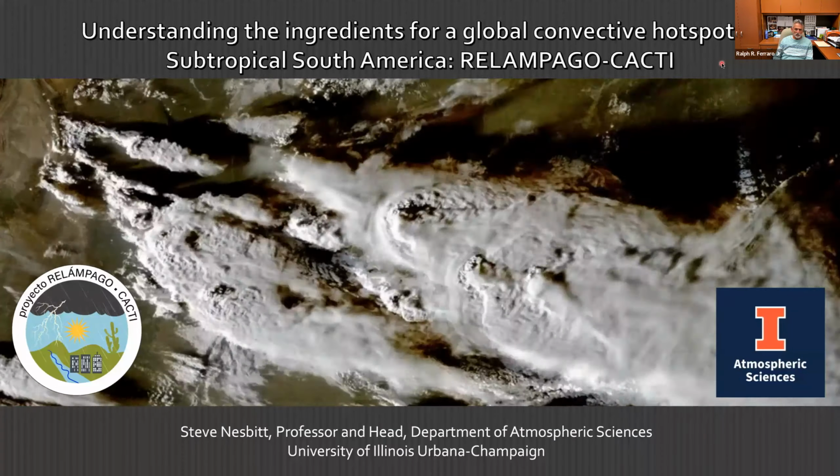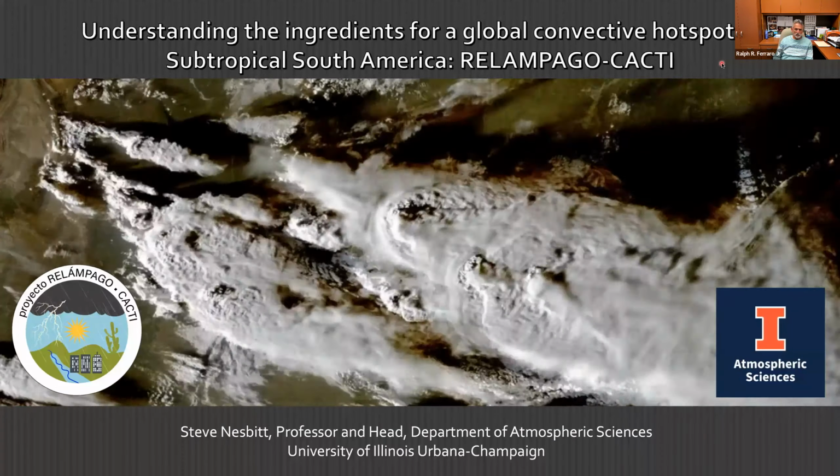All right. Well, thanks very much, Ralph. It's a pleasure to be here remotely from Urbana, Illinois. I'll get started here talking about RELAMPAGO-CACTI, which was a field campaign that was conducted back in 2018 and 2019, right in the middle of Argentina. It's a place where there's pretty amazing convective morphology, as I'll talk about here today. And also it was, for this group, one of the first field campaigns or major campaigns that had GOES-16. I'll talk a little bit about our use of that here in this study as well.